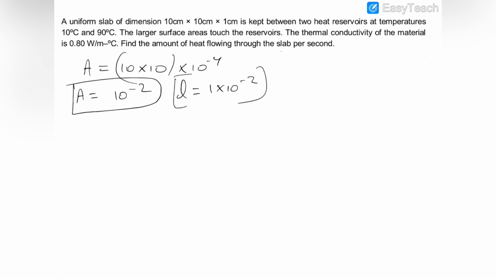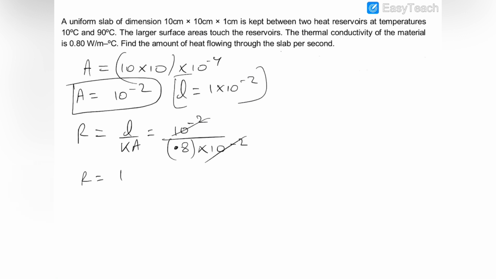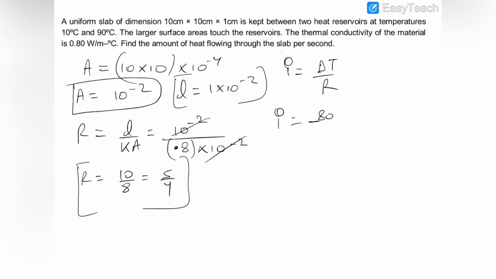centimeters, and the resistance R of this slab will be L by KA. So L is 10 to the power minus 2, and thermal conductivity is 0.8, into 10 raised to the power minus 2 as the area. So you can see that R is equal to 10 by 8, which is 5 by 4. Now we know that heat current I is delta T by R. So I will be equal to 80 degrees Celsius upon R, which is 5 by 4. So heat current is 64 joules. Now we move on to the next question.